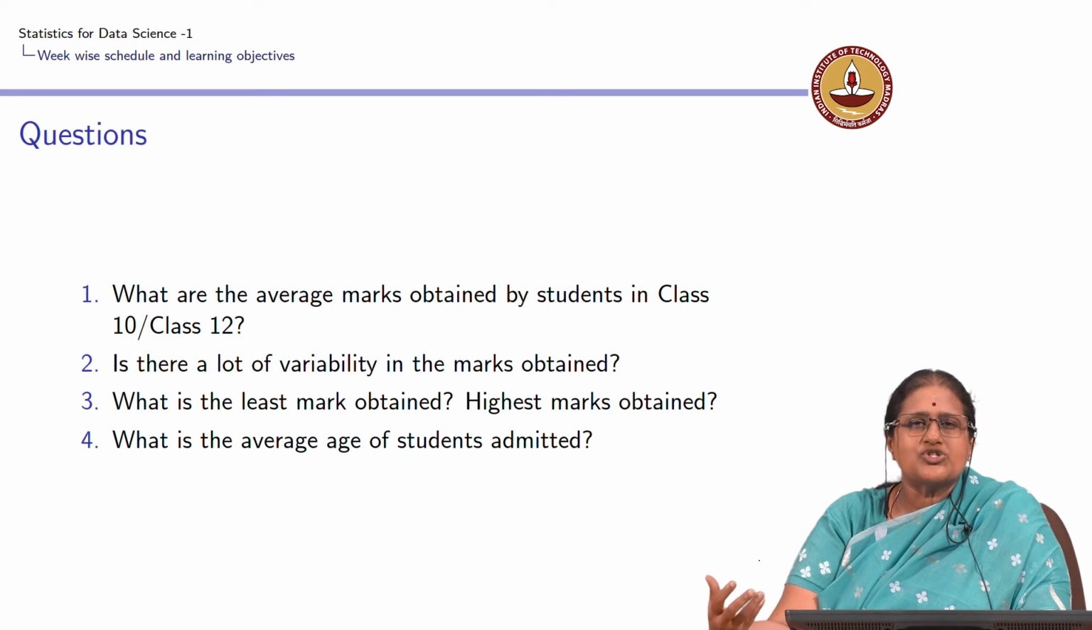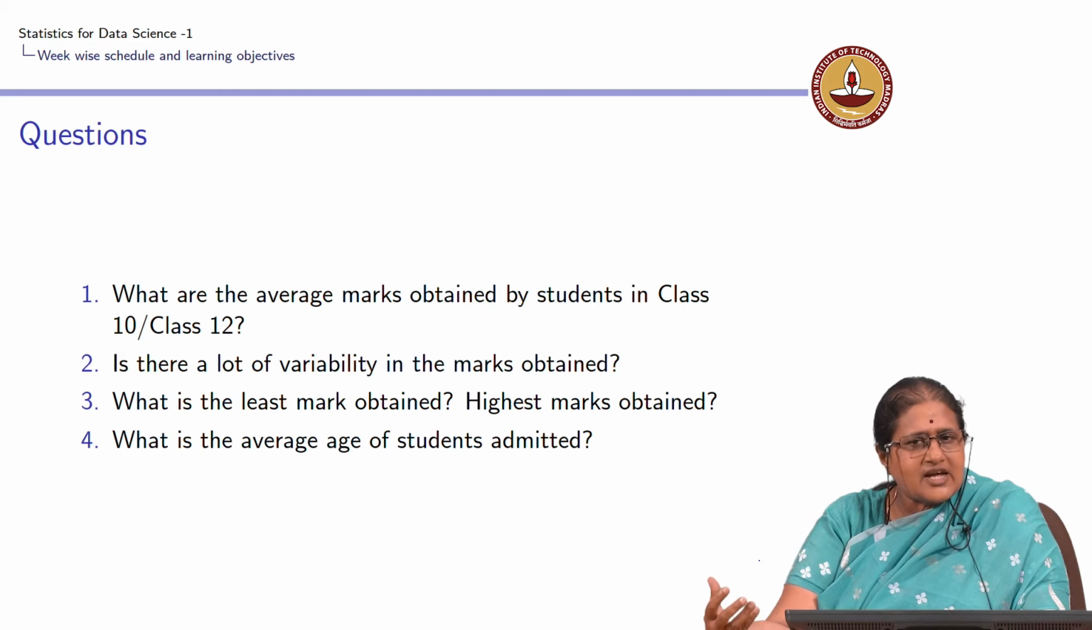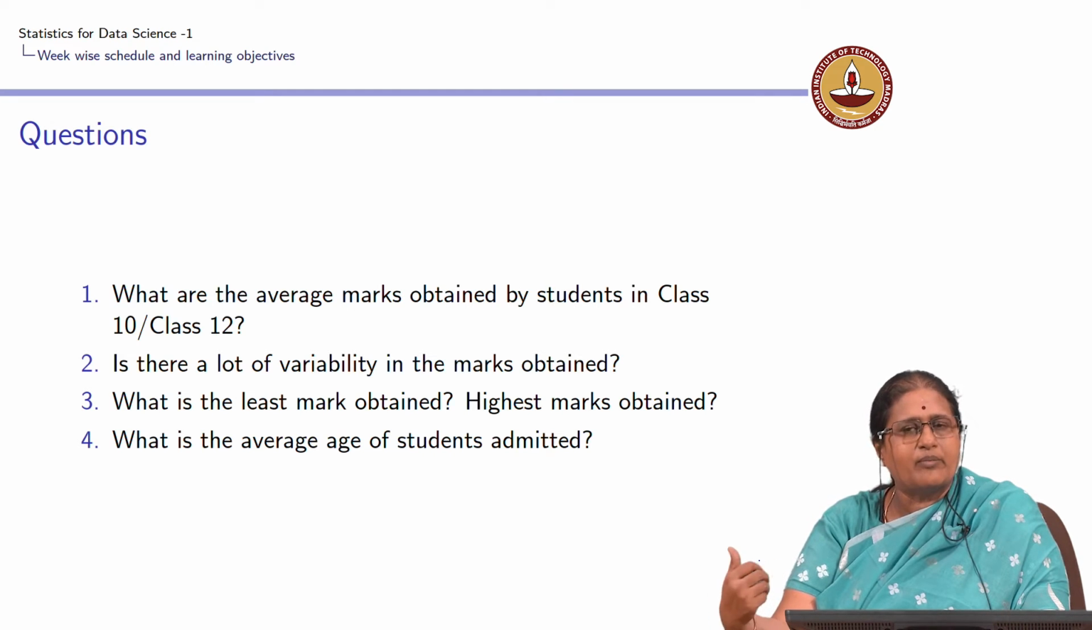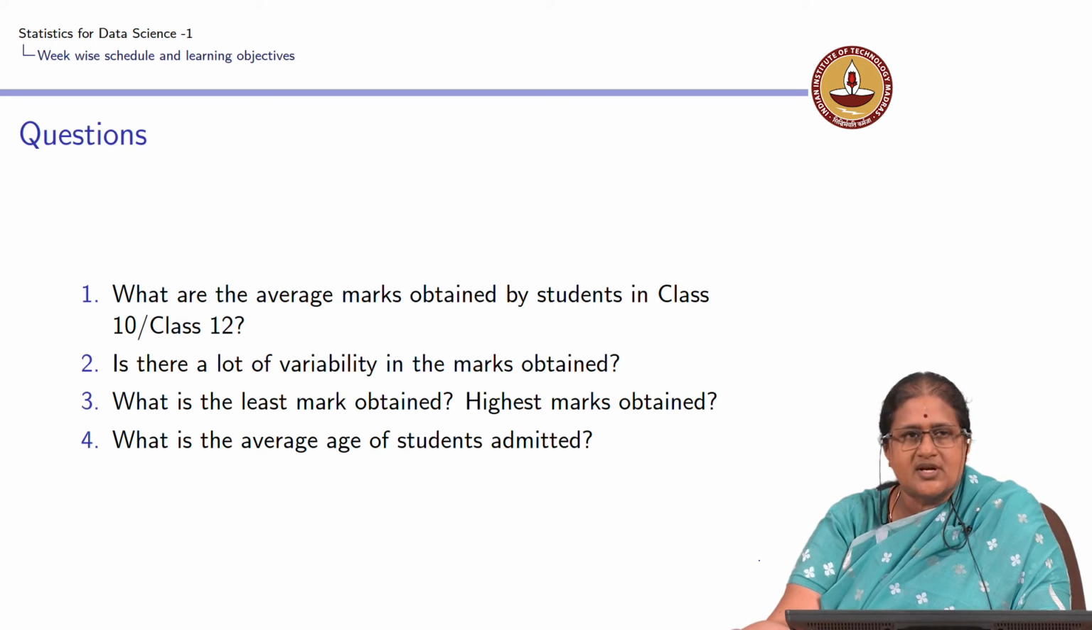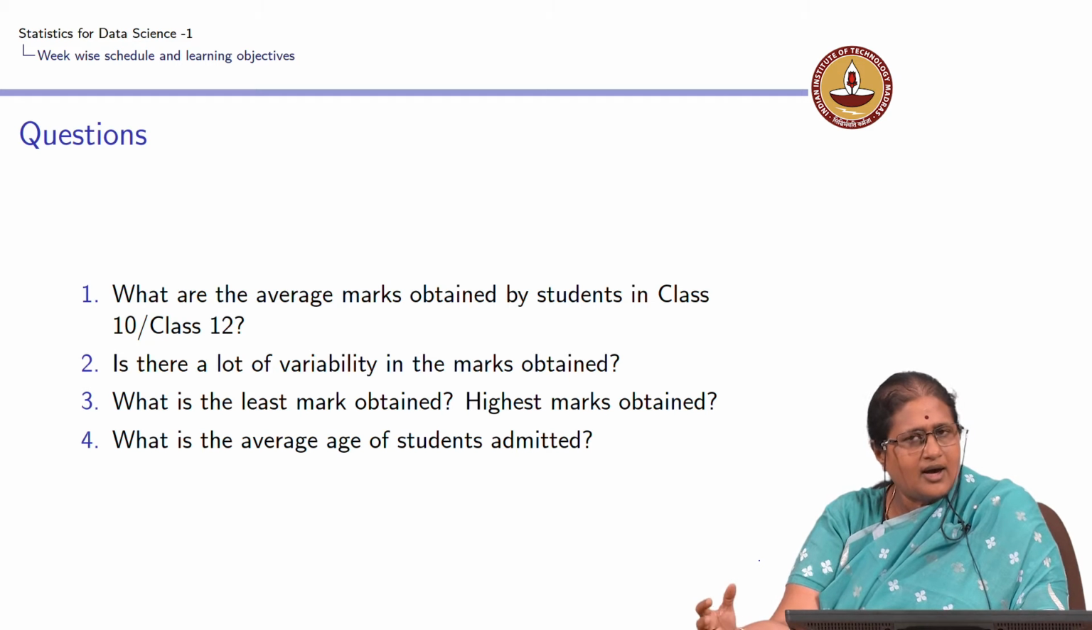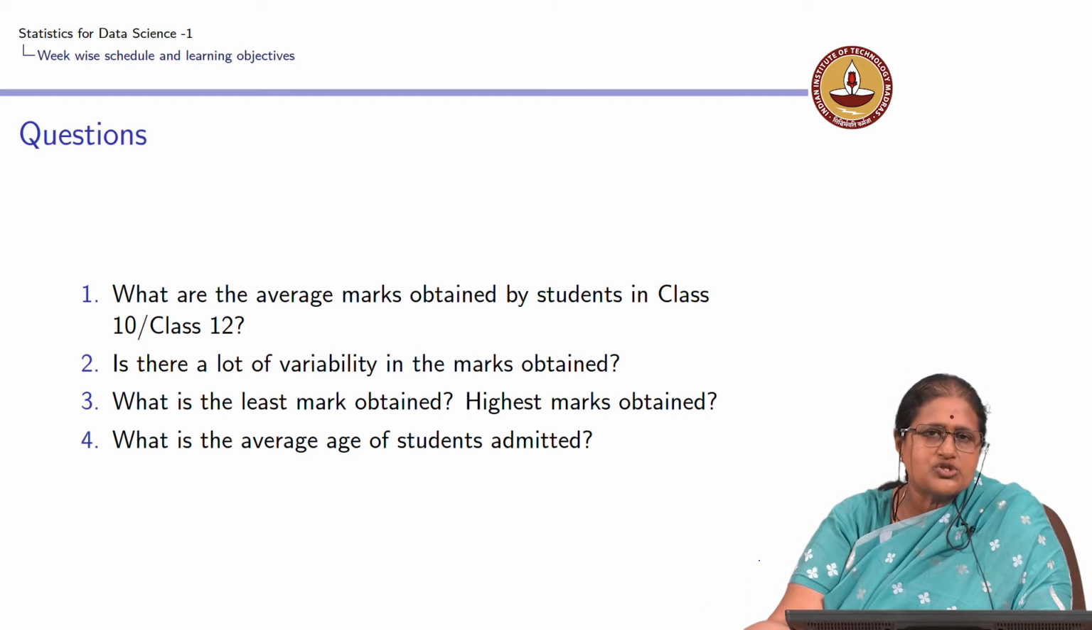One of the most often used summaries is called the average or the mean. What are the questions that we hope to answer at this point of time? Again, going back to our student data, one might be interested in knowing what has been the average marks obtained by students in either their class 11, class 10 or class 12. Another question people might want to know is: is there a lot of variability in the marks that have been obtained, or are people obtaining marks which are very close to each other?